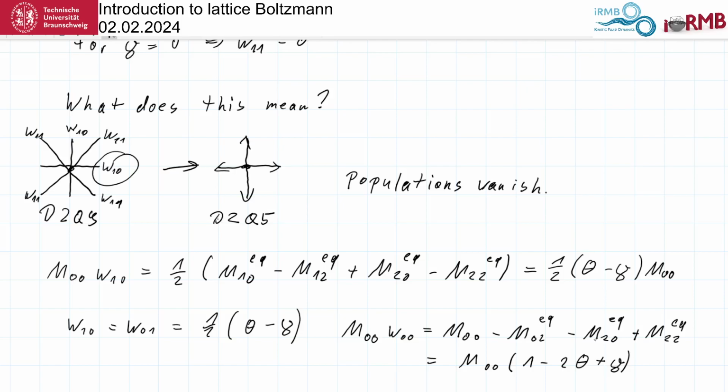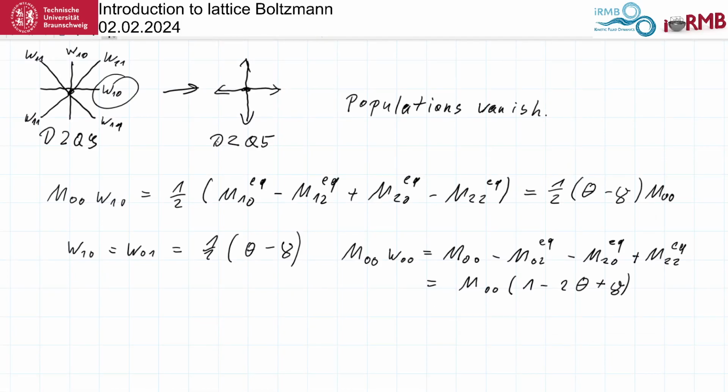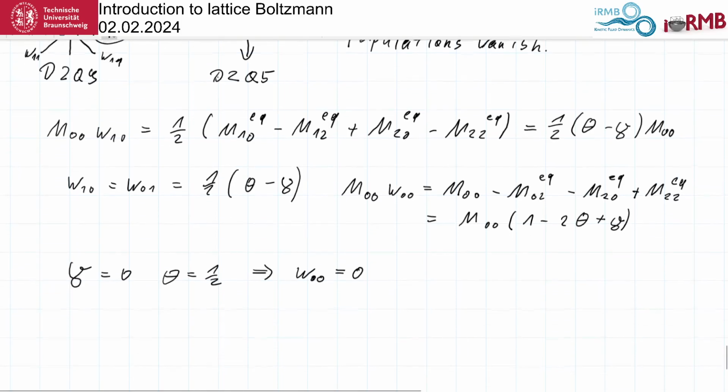Now there is another thing. We didn't put any constraints so far on theta. Now we said that potentially gamma can be put to 0, and theta could be put to 1/2, right? So if we put gamma to 0 and theta to 1/2, this means that W00 is 0. So does this make sense?